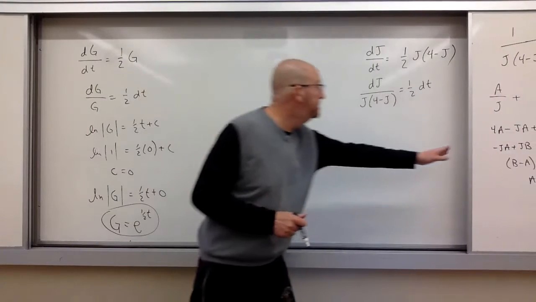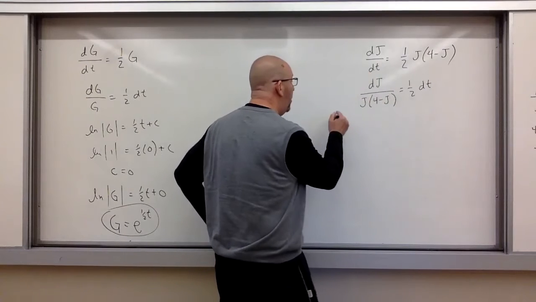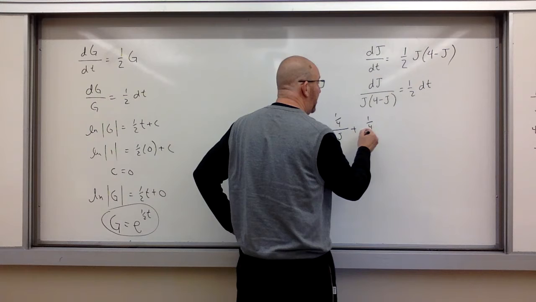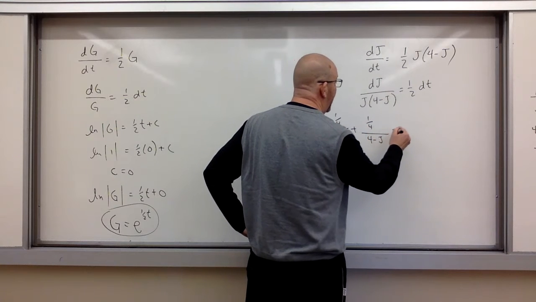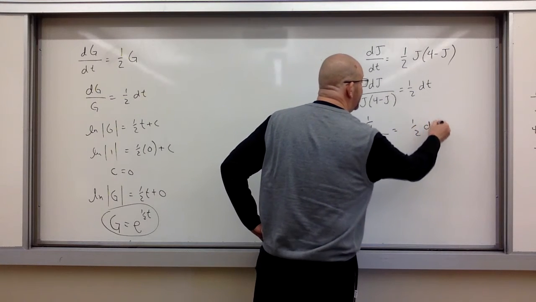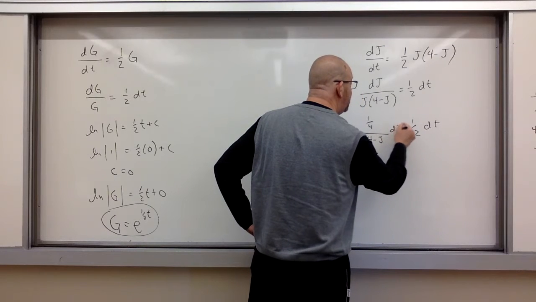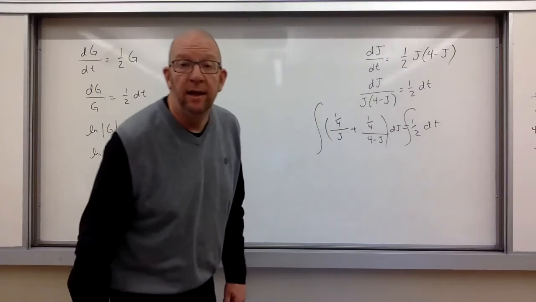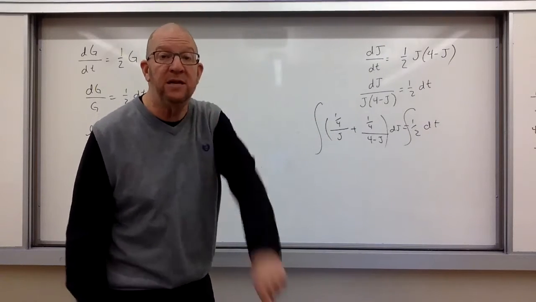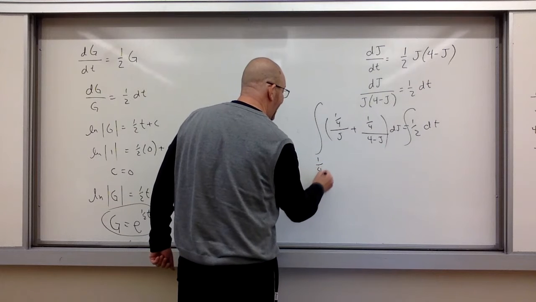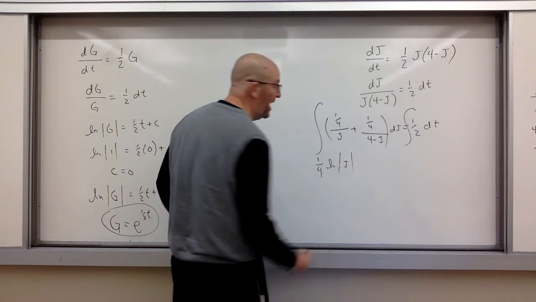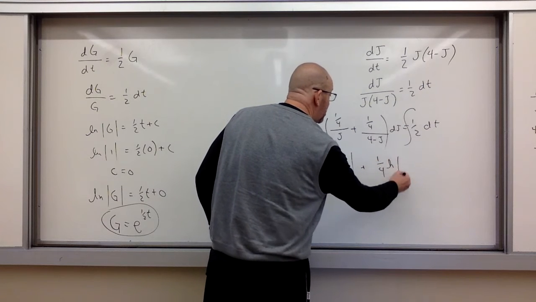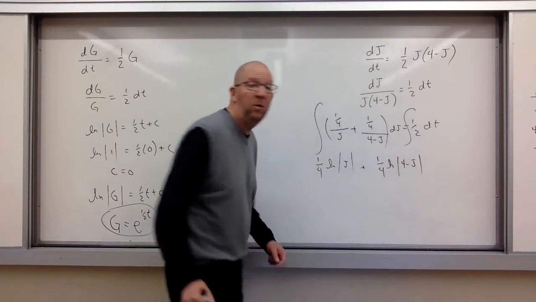Now, once we've done that, we're back here at our problem. So here we go. 1/4 over j plus 1/4 over 4 minus j equals 1/2 dt. And I'm going to make this a dj. Put parentheses around here, integral here, integral here. Now, let's integrate. 1/4 natural log absolute value j plus 1/4 natural log 4 minus j. But wait!